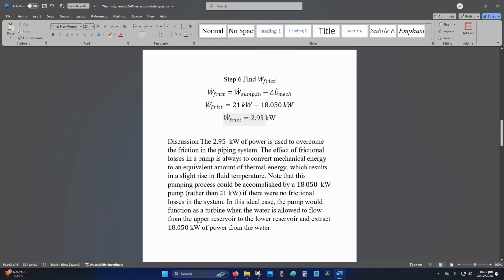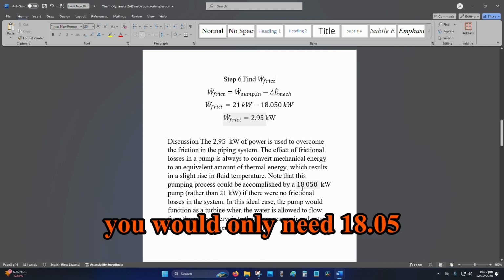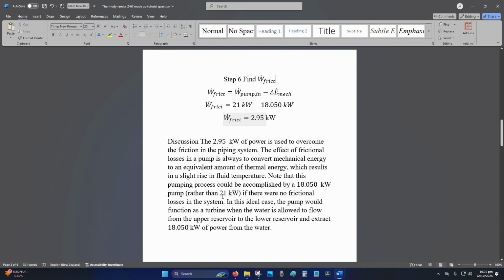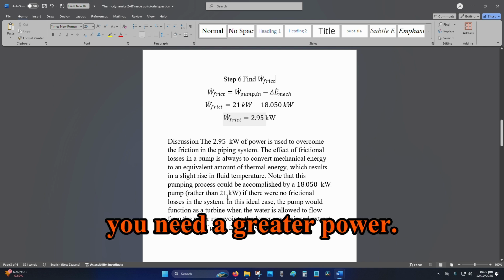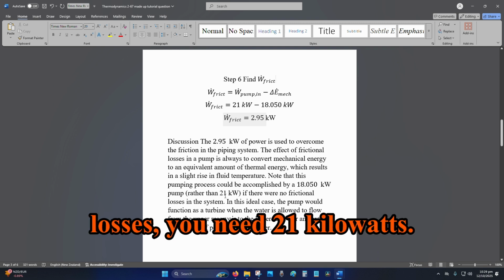So in an ideal system, you would only need 18.05 kilowatts. However, in reality, since there are losses, you need a greater power. So since there's frictional losses, you need 21 kilowatts.